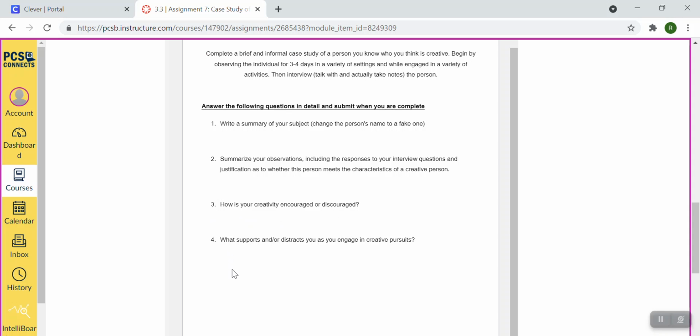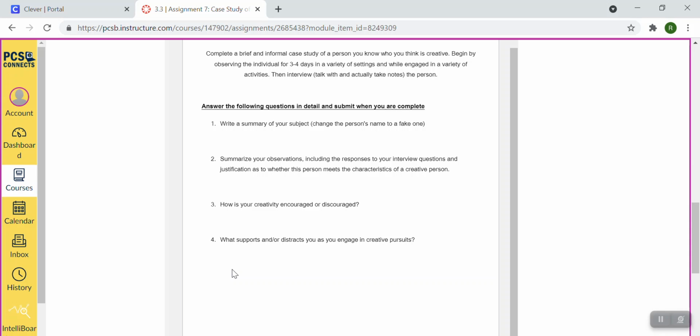So these questions 3 and 4, which this document looks like it got a little funny, are the questions I want you to interview. So the person you're going to ask, when you interview that person, you're going to say, how is your creativity encouraged or discouraged? And you're going to ask, what supports or distracts you as you engage in creative pursuits? Those are the 2 questions I want you to ask as the interview piece.